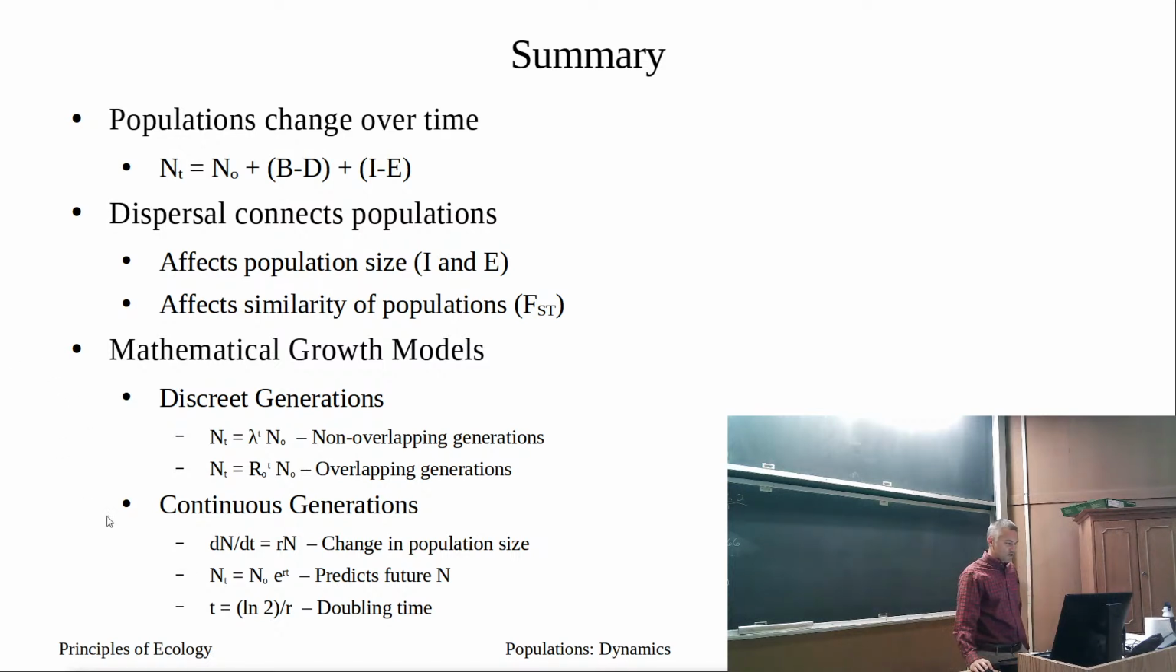If we have continuous generations, now we're using our exponential curves, and we've got two equations that we can use. One tells us the change in population size at a specific point in time, and the other lets us model our population or predict our population in the future. Related to continuous generations is the ability to calculate a doubling time, and that doubling time only depends on our intrinsic rate of growth.